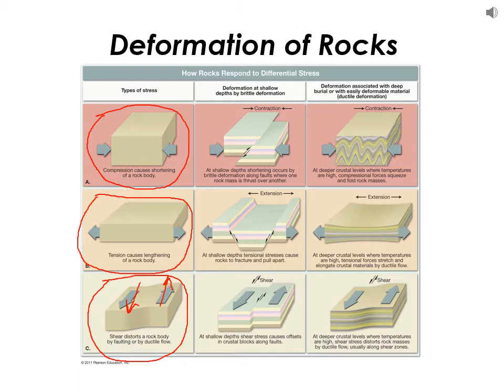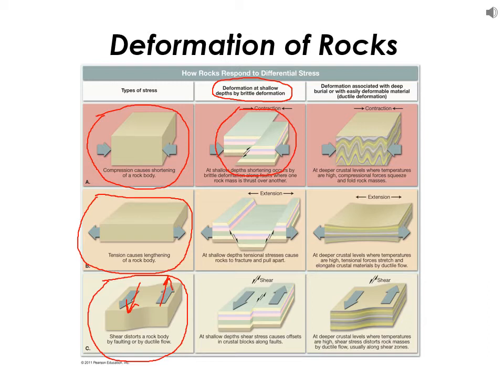Now, if we have rocks at shallow depths, those rocks are not under very much pressure because they're near the surface, and they're cool, right? Because remember, as we go deeper in the Earth, that geothermal gradient means those rocks are hotter at depth. So the rocks at shallow depths are cool, and because they're cool, they're brittle. And if they're brittle, they fracture. When rocks fracture, they basically break and split like this. And that is called a fault. So rocks fault at shallow depths.